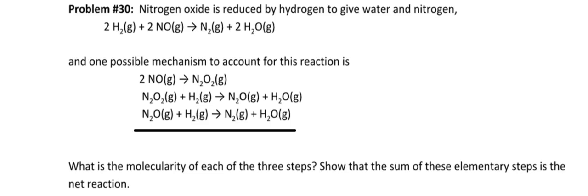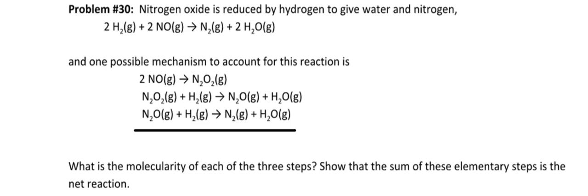So we're talking about reaction mechanisms, and we left off talking about how to determine which is your slow step and things like that. So let's see what problem number 30 has to say. If nitrogen oxide is reduced by hydrogen to give water and nitrogen gas, one possible mechanism to account for this reaction is the following, steps 1, 2, 3. So what is the molecularity of each of these three steps? All right, well, let's do that one first.